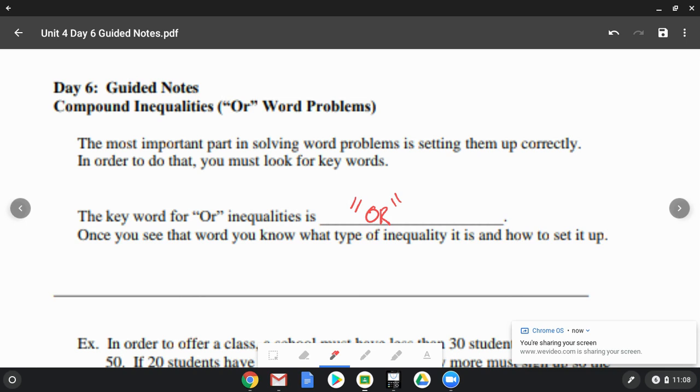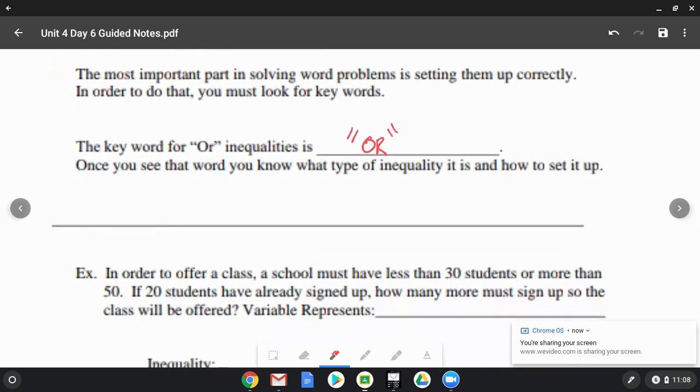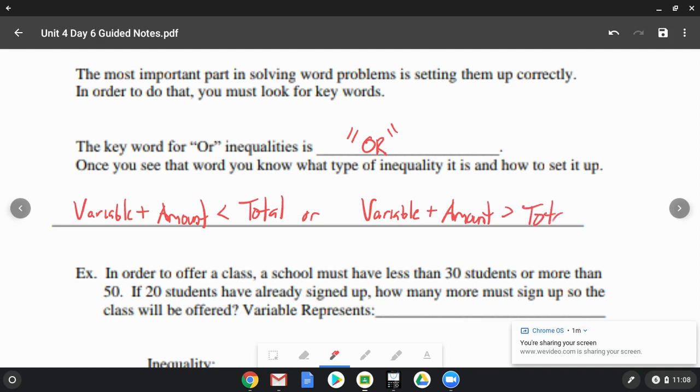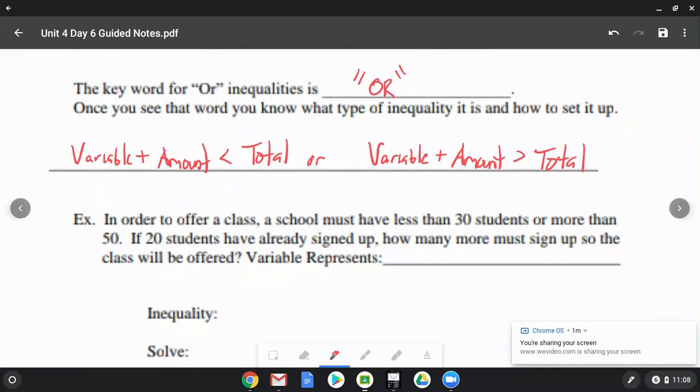So it's going to be set up where you're going to have a variable plus an amount for each one of these inequalities. One's going to be less than a total, or you're going to have a variable plus an amount that's going to be greater than the total that they give you. So that's how all these will be set up. So let's keep that in mind and just keep looking at that every time that we do these problems.